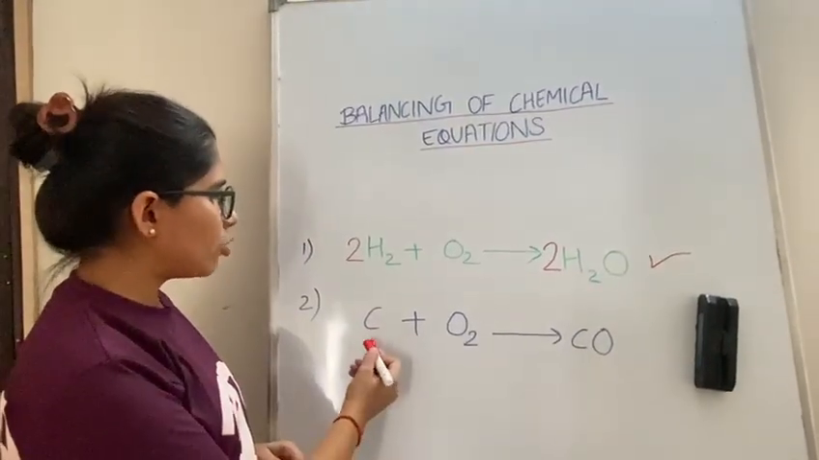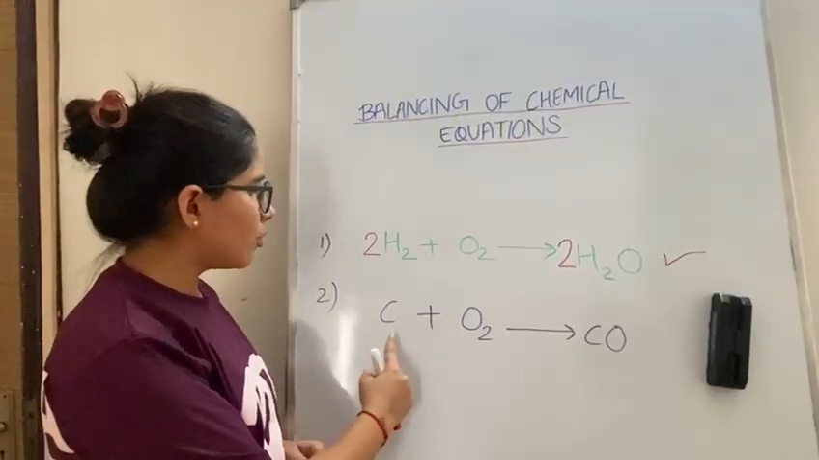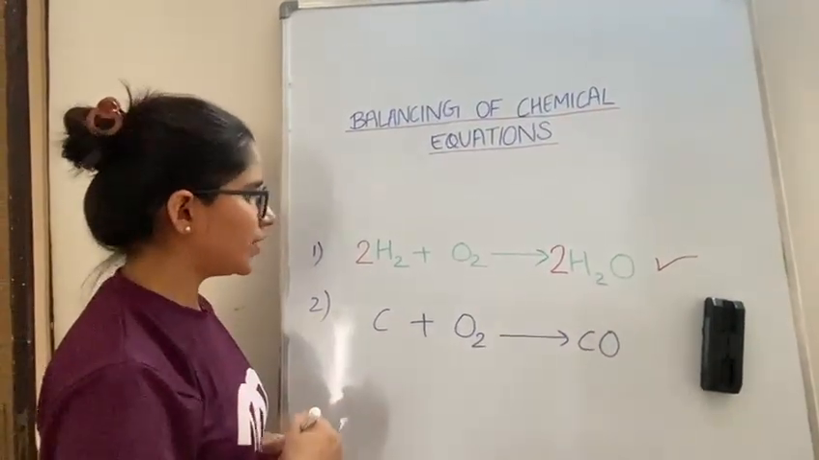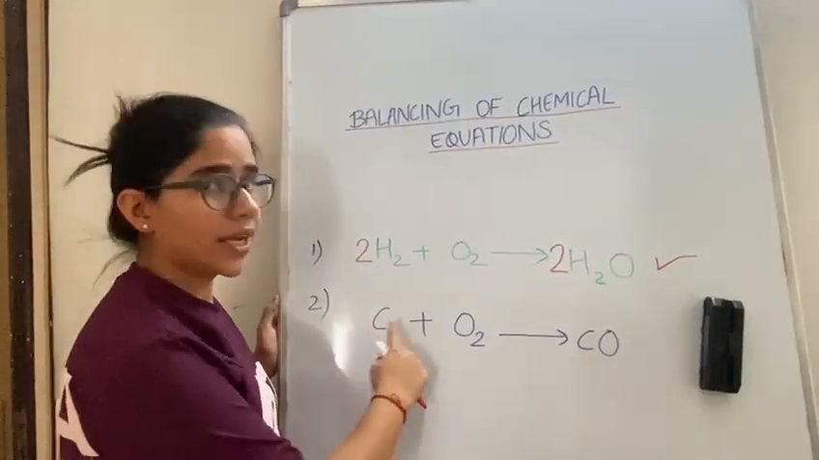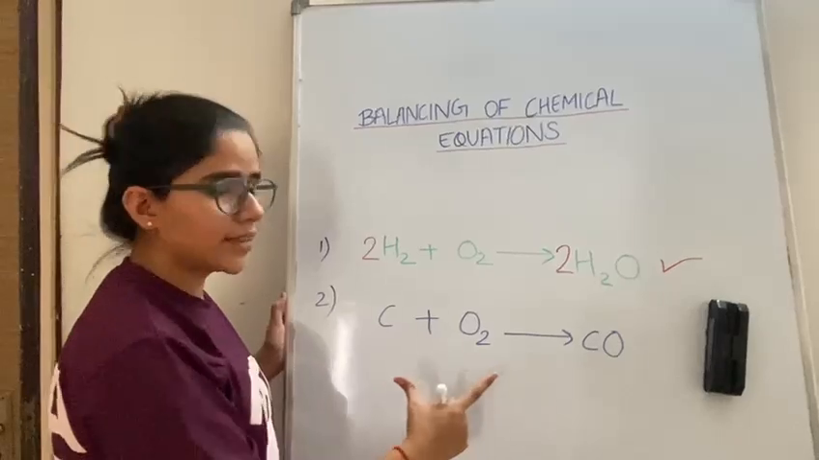First of all, we will count the number of atoms on the left hand side and compare it to the number of atoms on the right hand side, that is the product side. So here we have only 1 atom of carbon. Here also we have only 1 atom of carbon. So we need not do anything with this.